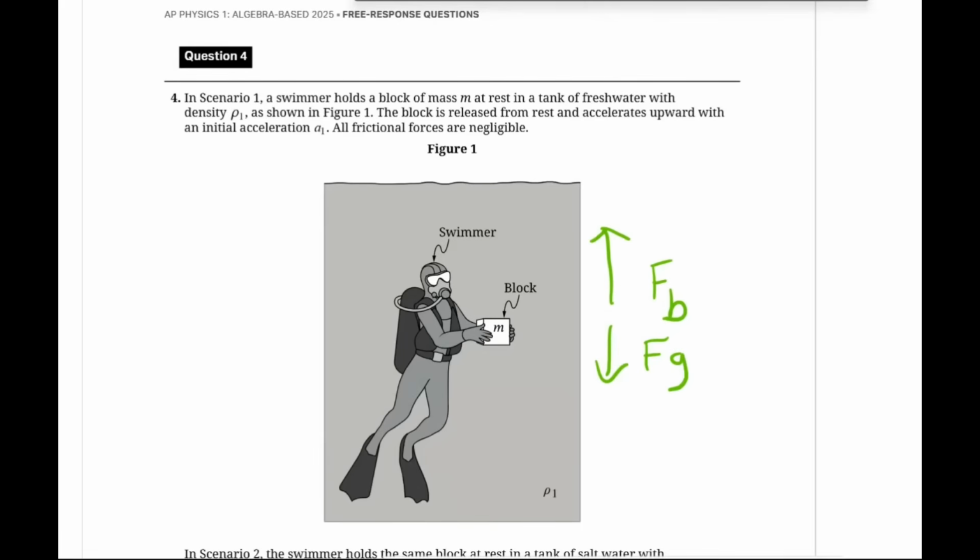All right, moving on to question 4. In scenario 1, a swimmer holds a block, mass M, at rest in a tank of fresh water with a density rho 1. The block is released from rest and accelerates upward with an initial acceleration a1. All right, so basically what's happening here is, of course, a buoyant force type problem. We have an FB going upwards. I drew my vector slightly larger, and then we have an FG going down, and that's going to be accelerating upwards because our FB is greater than our FG.